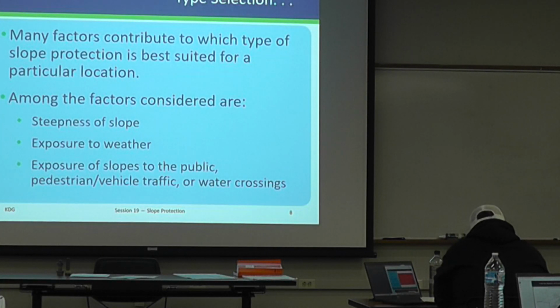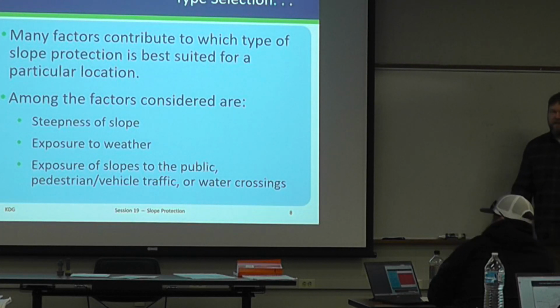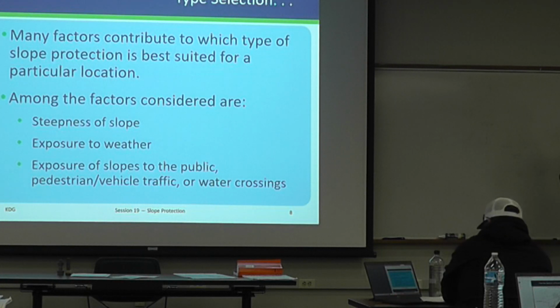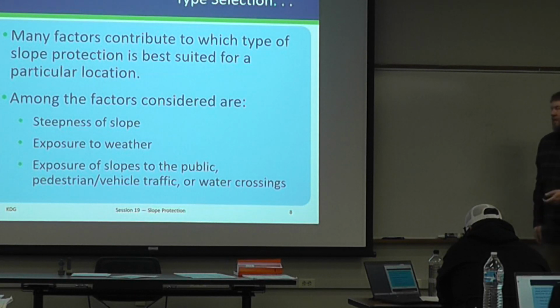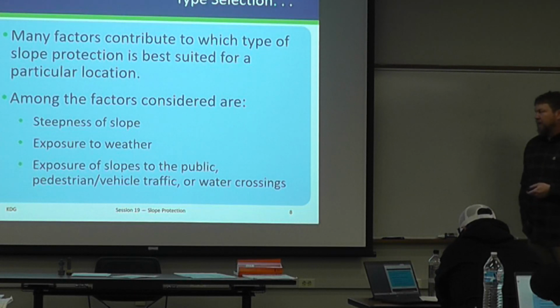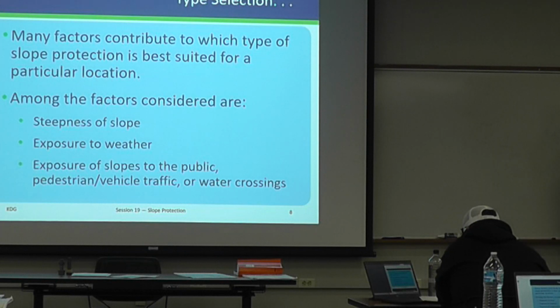So in selection of the type of slope protection, this isn't anything that you as an inspector will need to do, but it might be helpful to understand why. Among some of the factors that we consider is the steepness of the slope. Obviously, the steeper the slope, the less stable it is. Is the slope exposed to weather or not? If it's under a bridge, or if it extends out, that we have some disturbance outside, that may dictate it. And then whether or not it's visible to the public, has access, or if it's at a river crossing.